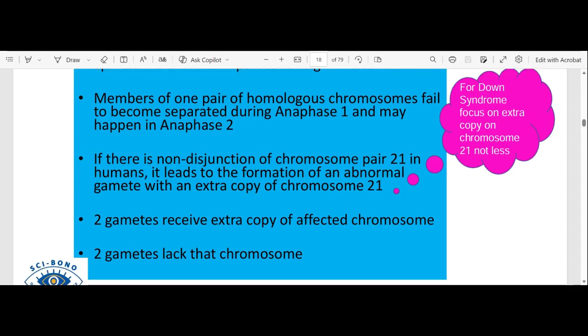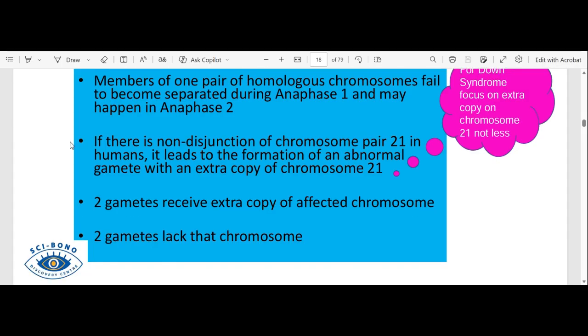Okay. So members of one pair of homologous chromosomes fail to become separated during anaphase 1 and may happen in anaphase 2. So this process can happen either in anaphase 1 or anaphase 2. Okay, let's go to the next point. If there is a non-disjunction of chromosome pair 21 in humans, it leads to the formation of an abnormal gamete with an extra copy of chromosome 21.